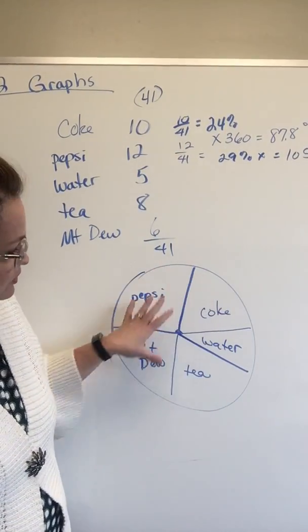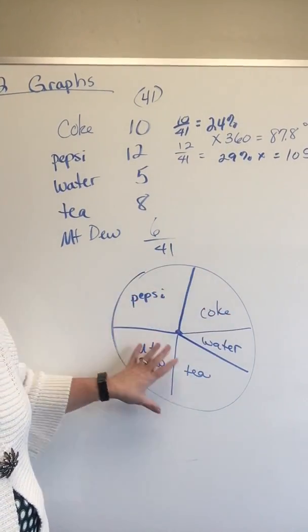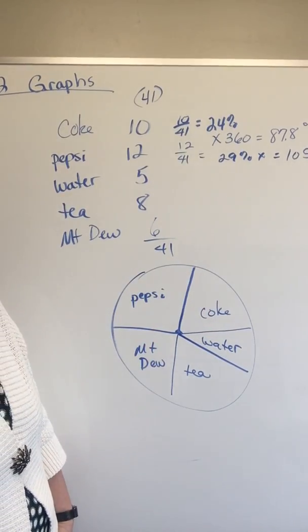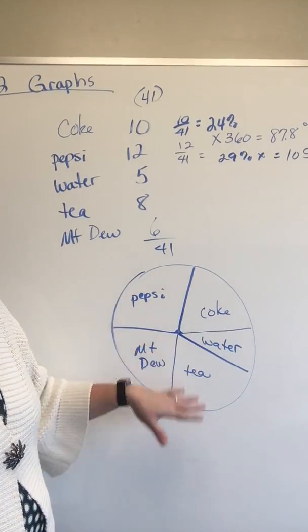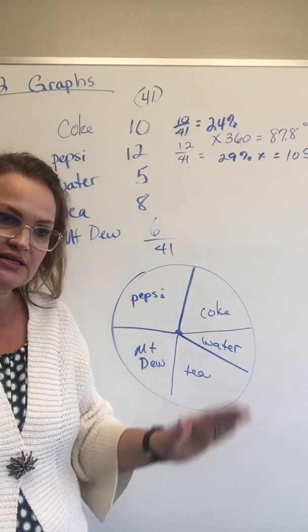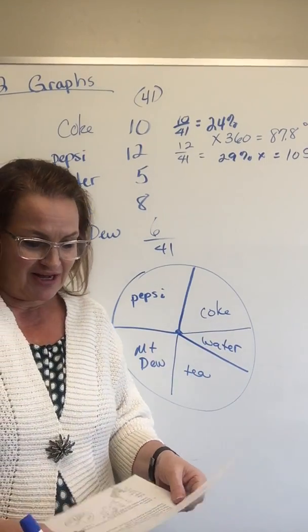But you'd want the whole circle to get filled up whenever you were done. You should have accounted for all 360 degrees to display the breakout of the different types of drinks in a circle graph. All right, so I hope that helps.